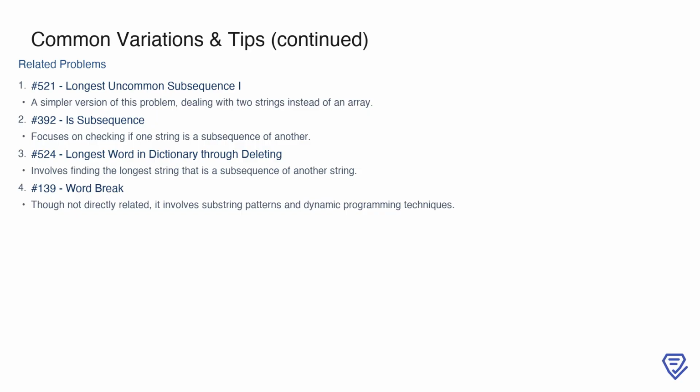Problem number 392, Is Subsequence, focuses on checking whether one string is a subsequence of another, which is a fundamental operation in this problem. Another related problem is number 524, Longest Word in Dictionary through Deleting, which involves finding the longest string in a dictionary that is a subsequence of a given string. Lastly, while not directly related, problem number 139, Word Break, shares some conceptual overlap in terms of dealing with substring patterns and dynamic programming techniques. Exploring these problems can provide additional insights and strengthen your problem-solving skills.